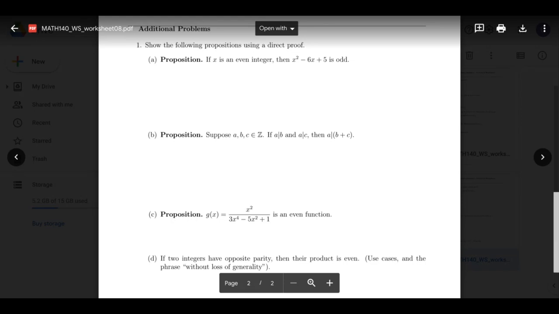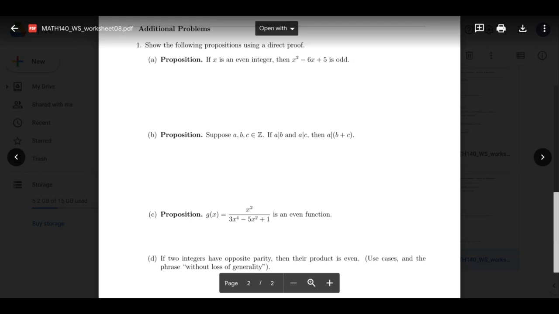A divides c. It's like 3 divides 9, right? 9 can be written as 3 times 3 in this case. So a divides c means c can be written as a times some other number, maybe d. Call the number d. D is just some integer. So now what's b plus c? B plus c equals ae plus ad. We can factor out a, so a times parentheses e plus d.